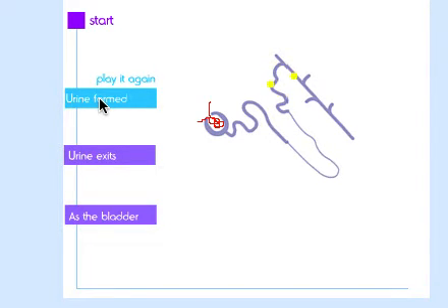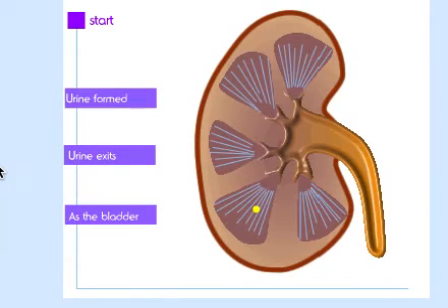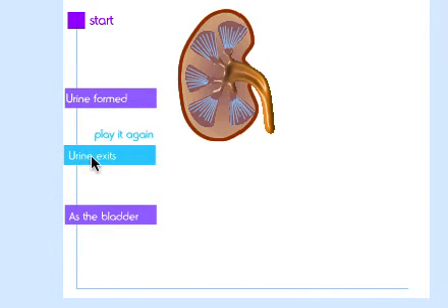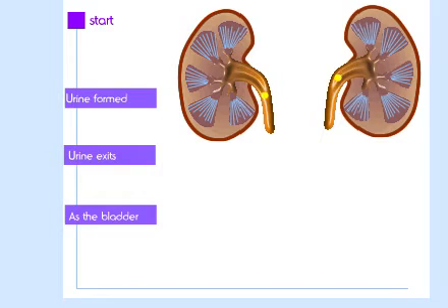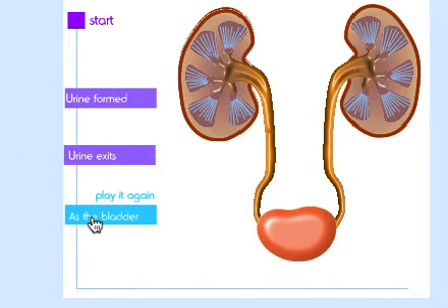Urine formed in each nephron drains down the collecting ducts and into the renal pelvis. Urine exits the kidneys via the right and left ureters, which deliver urine to the bladder by peristaltic contractions of their muscle walls and also by gravity.